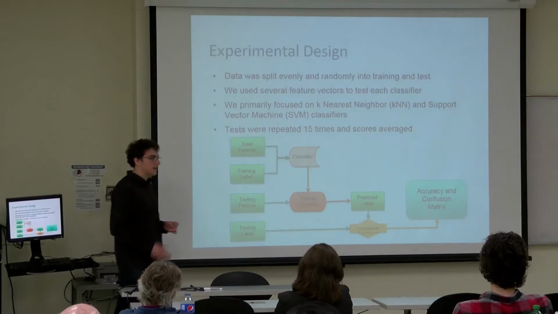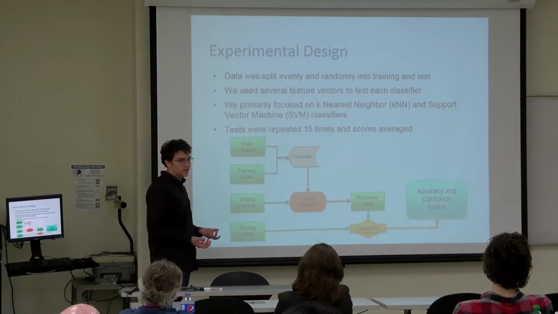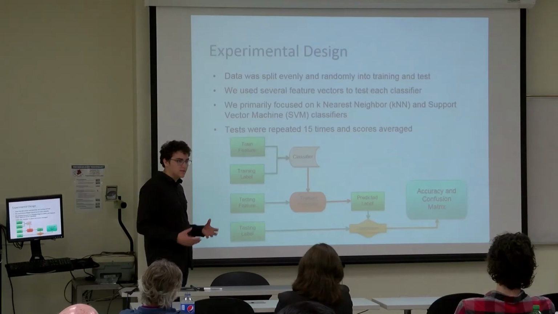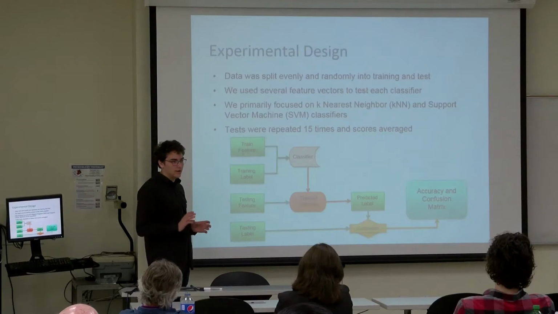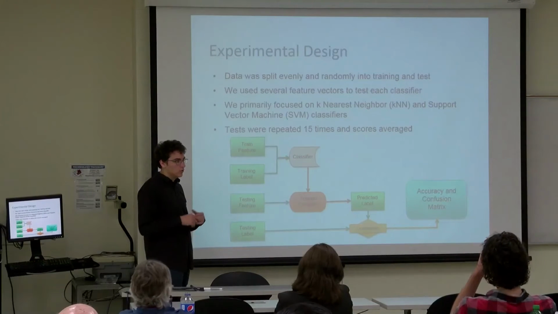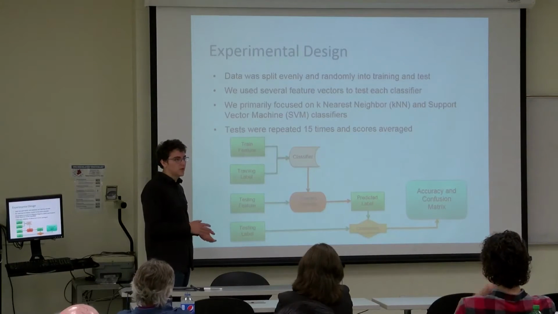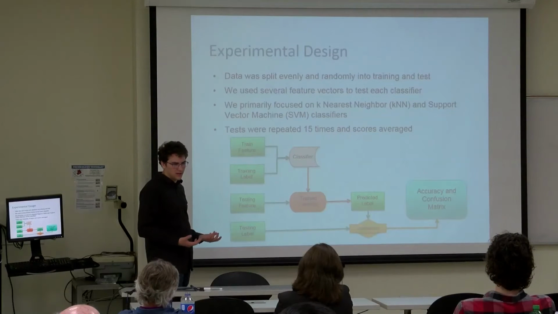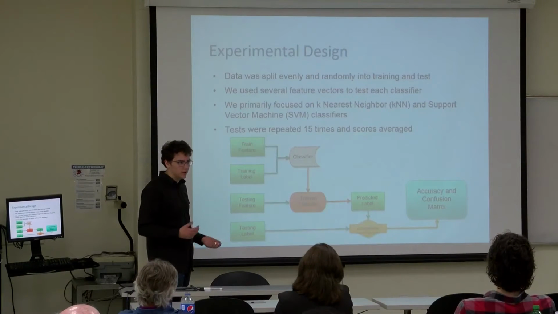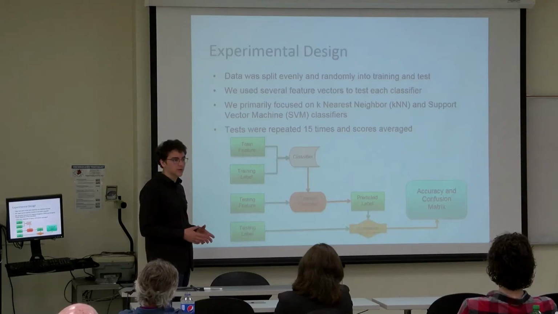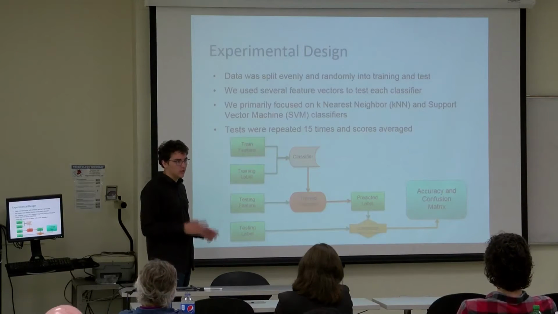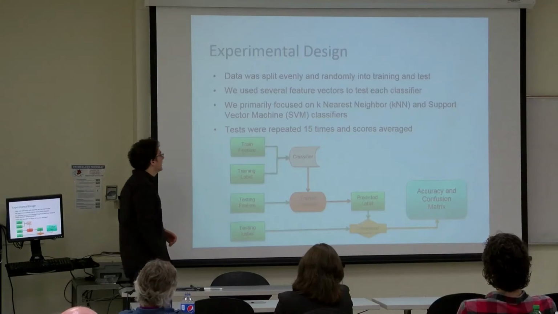We then split our data evenly and randomly into our training and test sets. So we're using a lot of our data for testing, which hurts accuracy, but also means our results are a lot more useful in a clinical setting, because you may not have labels for the majority of the data, so you want to make sure you can work from a limited training set.